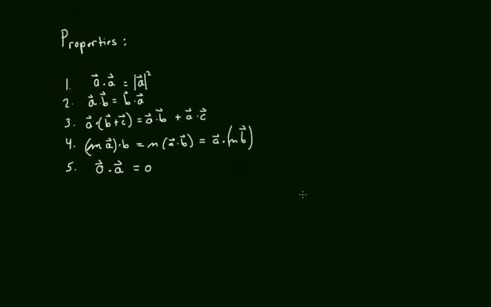I'll look at a couple properties here. We're going to pick one and prove it. The first one says that a vector dot itself is equal to the magnitude squared. And then the second one looks like the commutative property. The third one sort of looks like the distributive property. And in 4 we have a scalar that can be assigned to any one of the quantities there. And the last one is pretty self-explanatory.